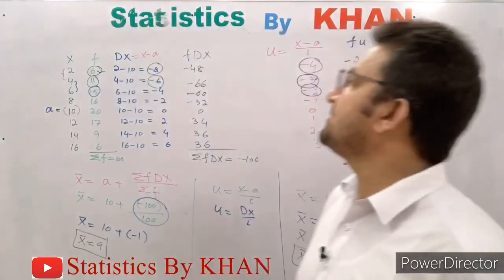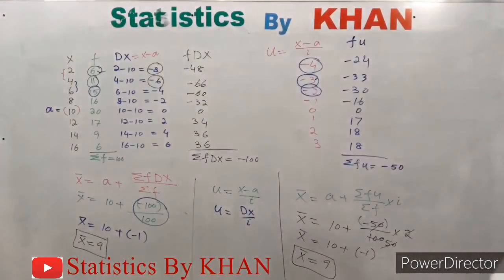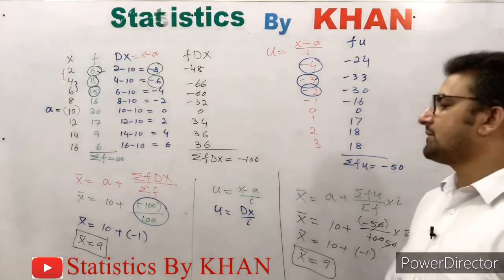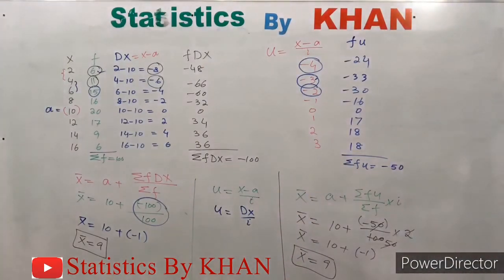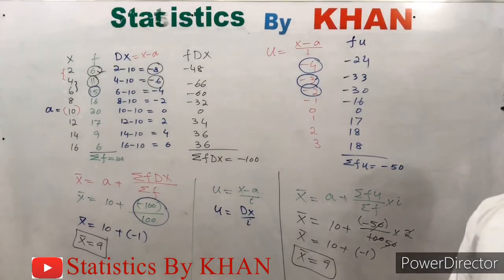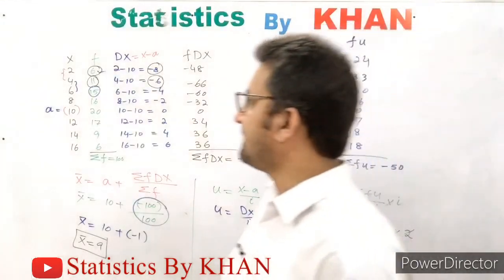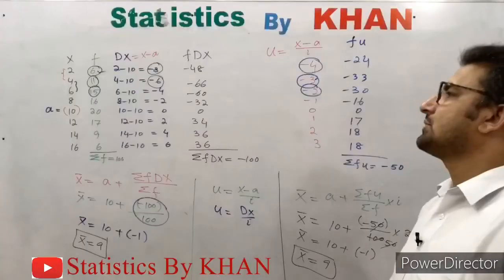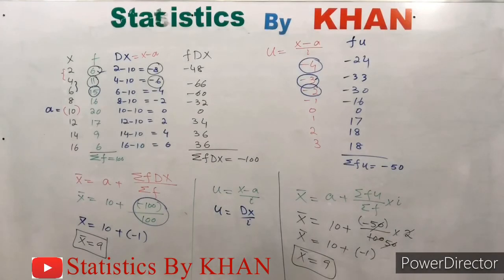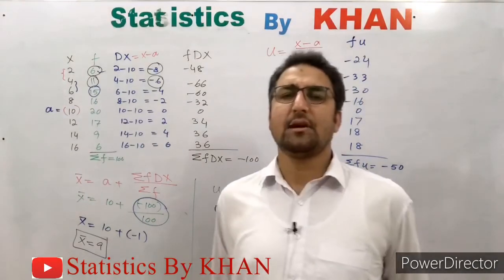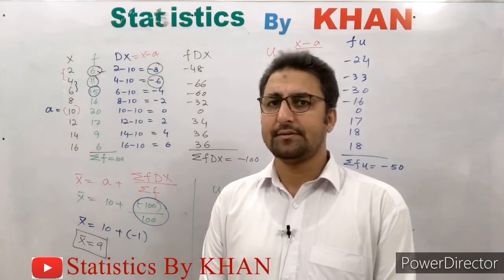So now we have reached a conclusion. If we apply the direct method or the shortcut method, step deviation method or coding method, in all cases we get an identical result. But what is the use of step deviation method or coding method? It helps in computation. This is the only reason why we use the shortcut method or step deviation method or coding method. So now we can see by all methods we got the same answer. So it means methods of computation do not affect the answer of the arithmetic mean.